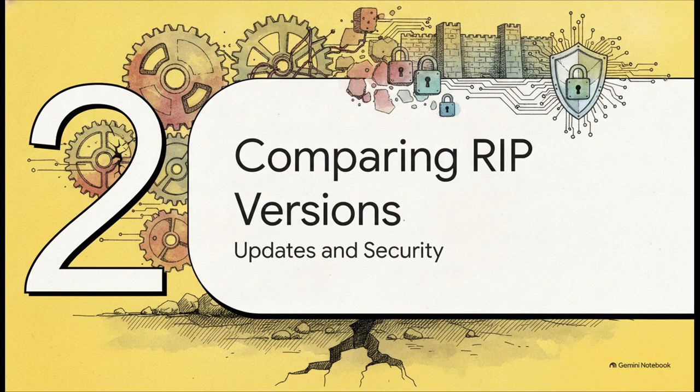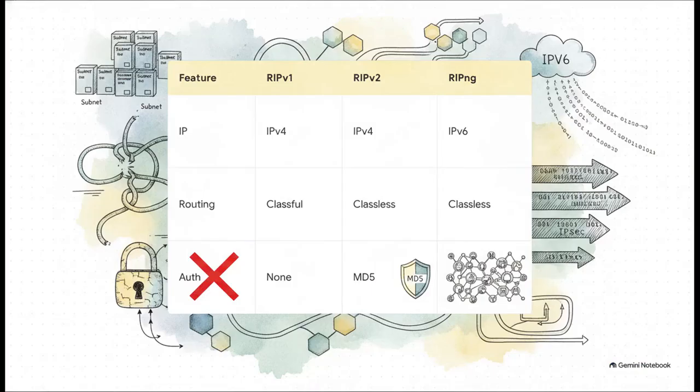Section 2. Comparing the RIP versions, updates, subnets, and security. Okay, so the differences between these 3 generations, they aren't just minor software patches. They literally dictate whether your network functions securely or falls completely apart.